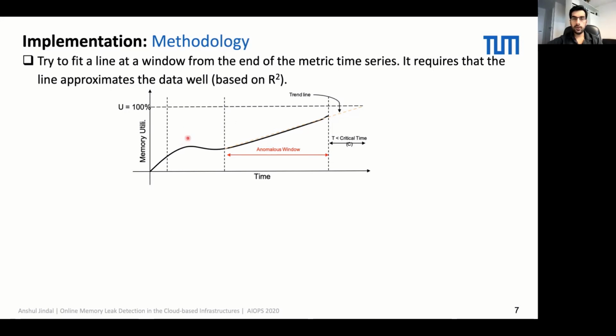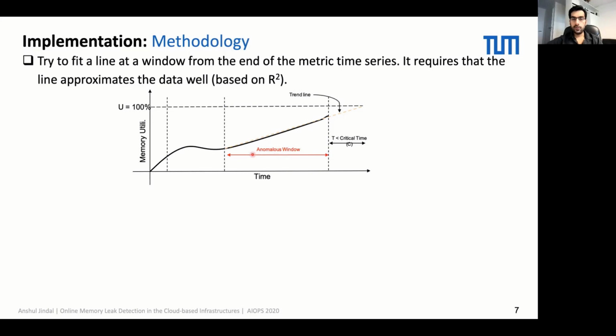We use a change point algorithm to detect change points where there is a significant change happening in the metric time series. Now we fit a line from one change point to another change point, so all the points in between those two change points get a line fitted on top of them. If the line is a good fit based on the R2 score, and if we extend the trend line to a certain time and it reaches a particular threshold in less than the critical time, then we classify this window of two change points as an anomalous window.